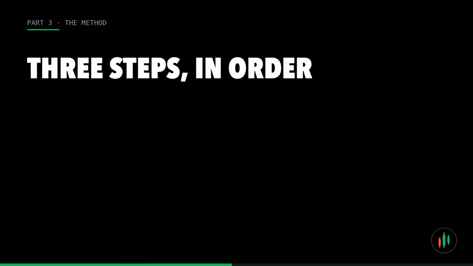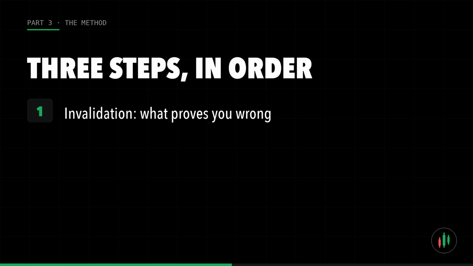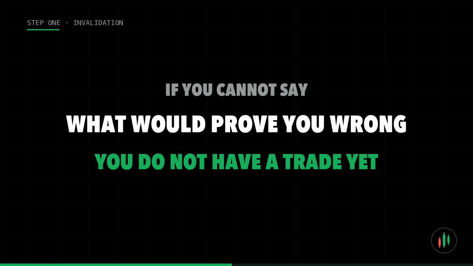Let me do the whole thing properly in order, because the order matters. Step 1. Find your invalidation, not a price you would be sad to see. The price at which the reason you took the trade is no longer true. If you bought because a level held, invalidation is that level failing. If you bought because a trend was intact, invalidation is the trend breaking. If you cannot say out loud what would prove you wrong, you do not have a trade yet.